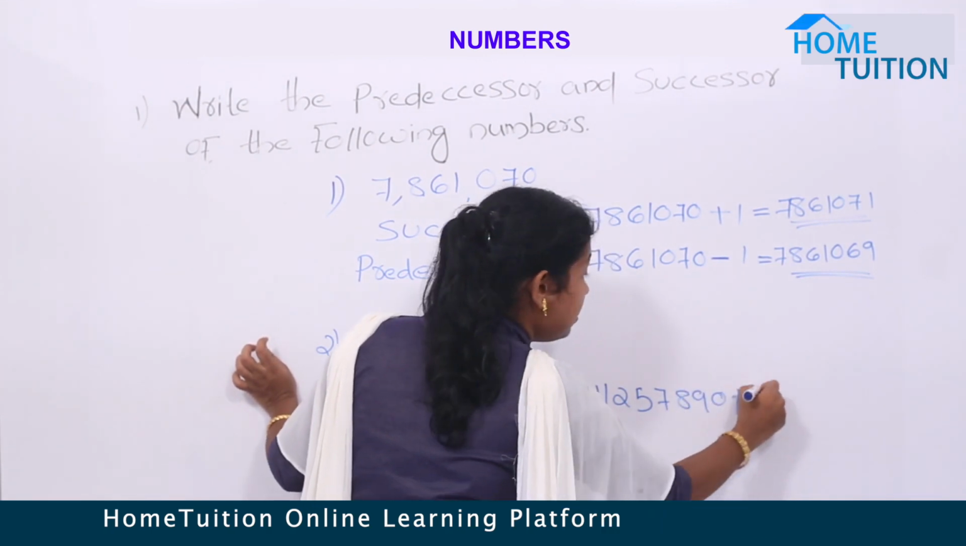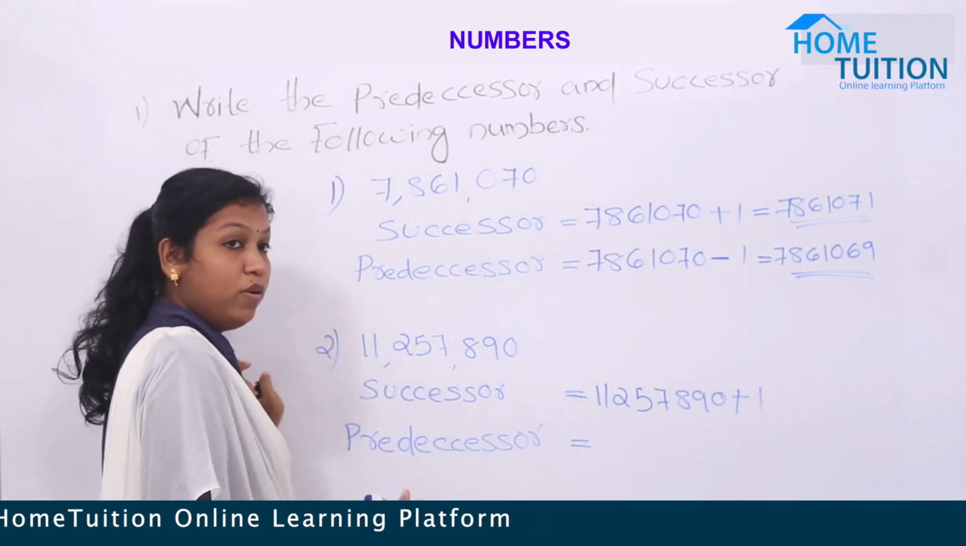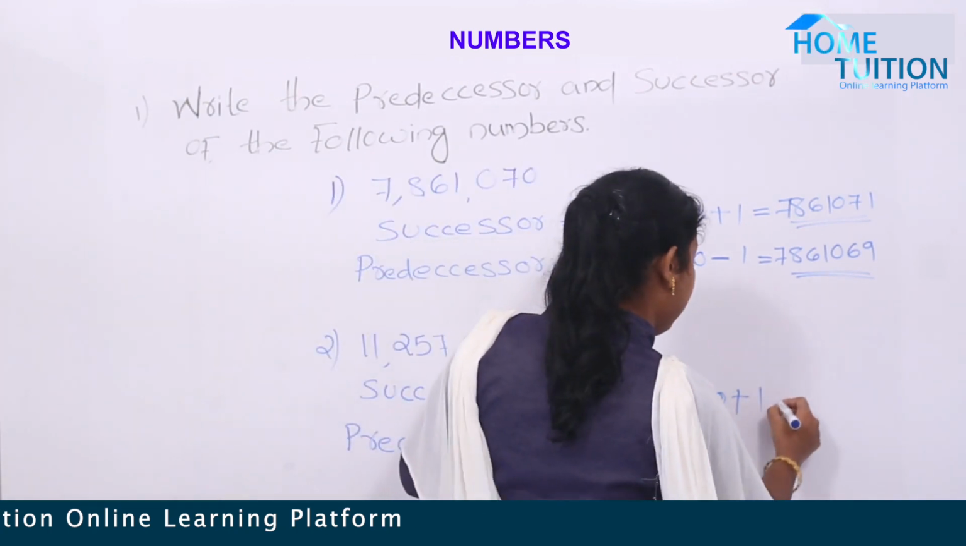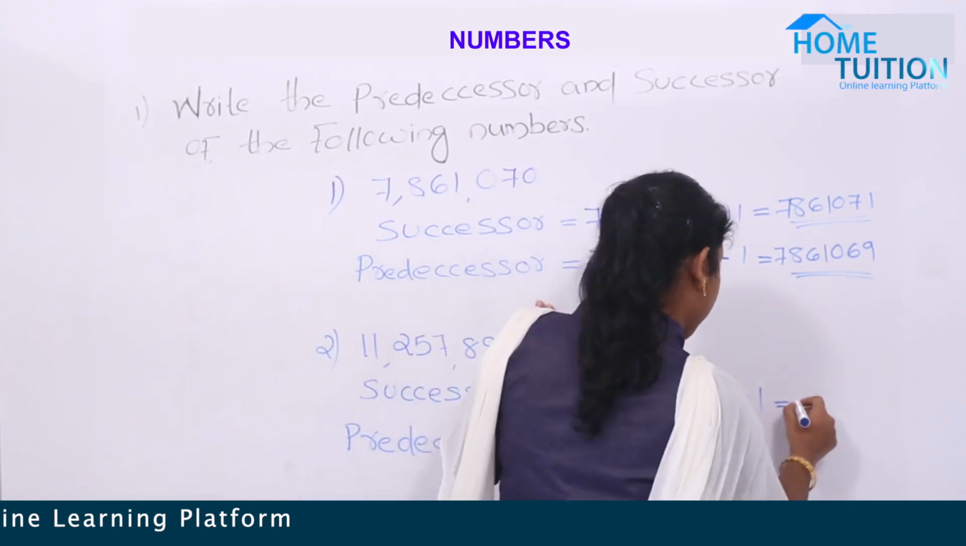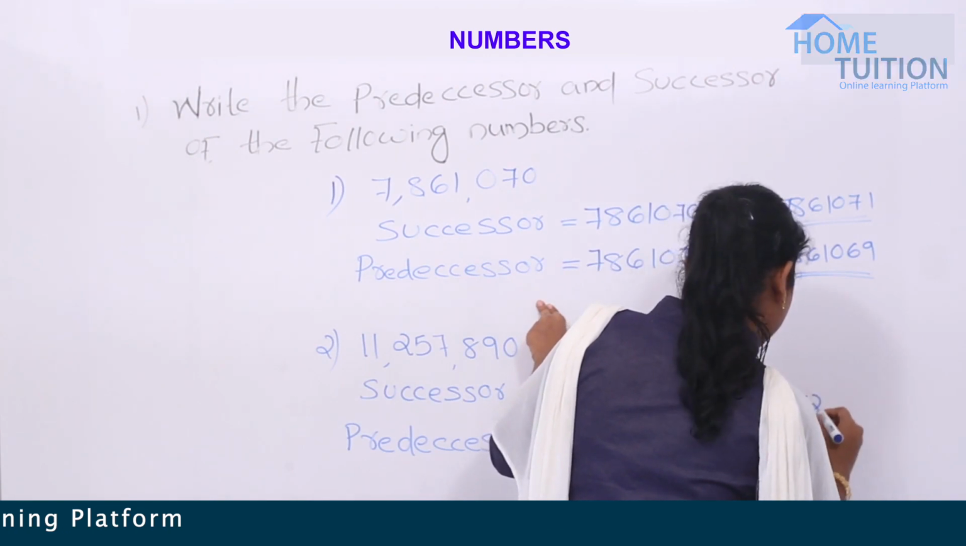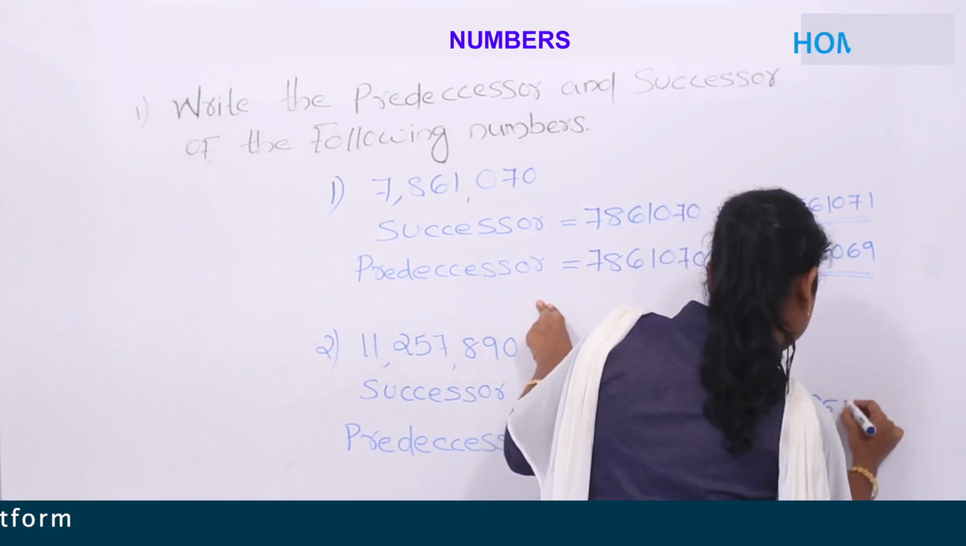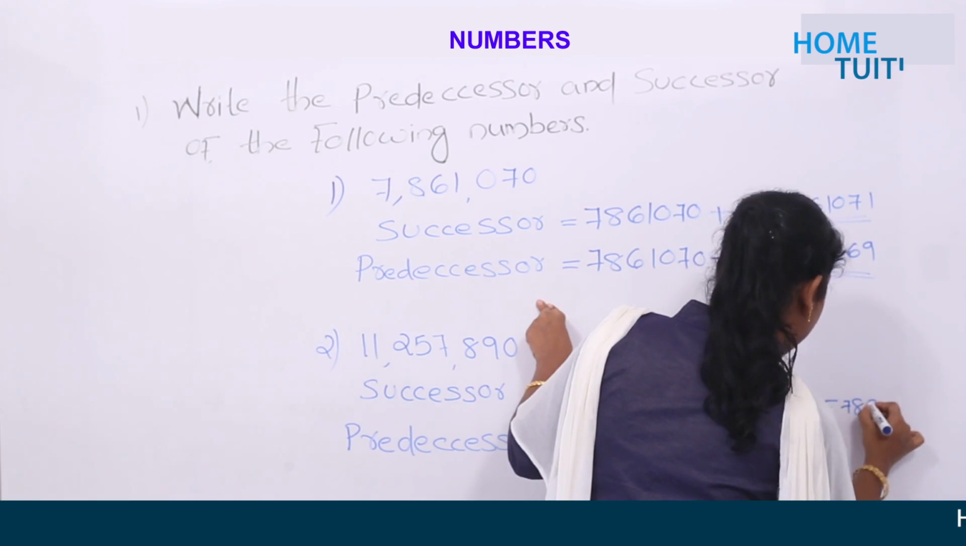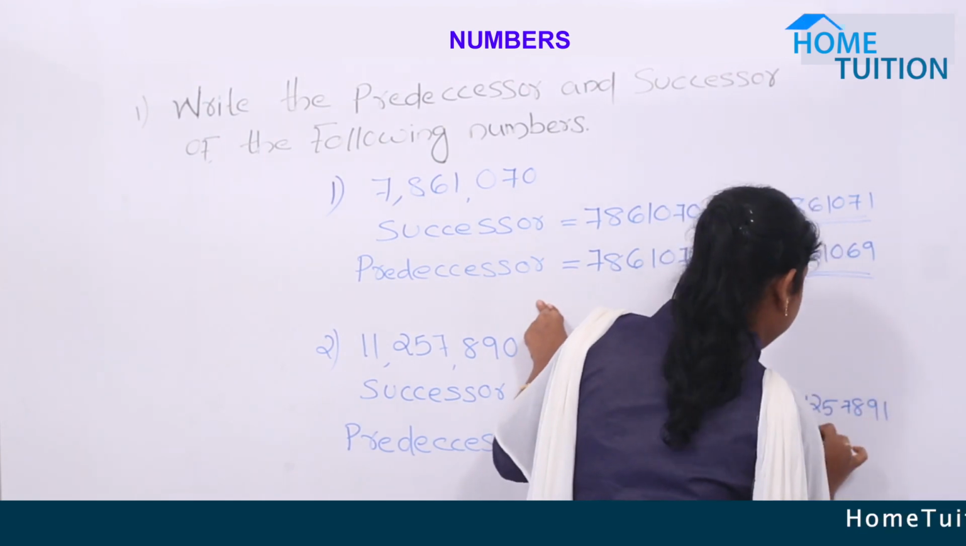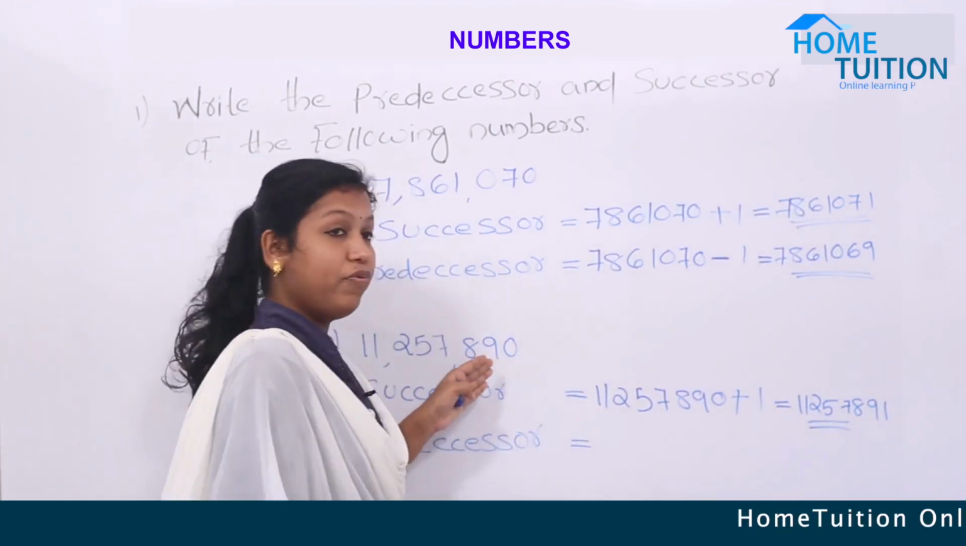90 plus 1. Plus 1, adding 1 to a number gives the successor. So we get 11,25,78,91. This is the successor of this number.